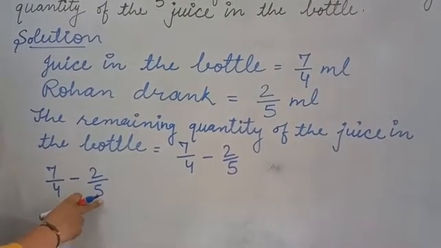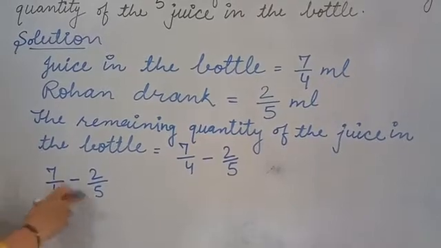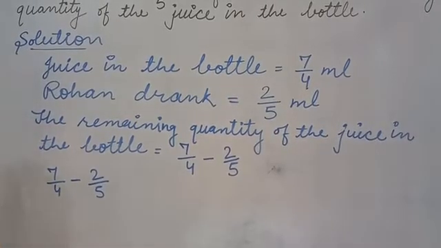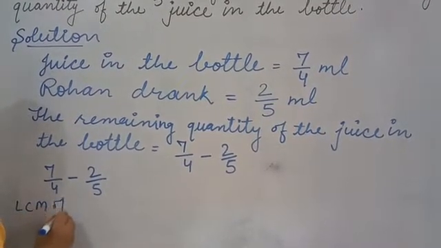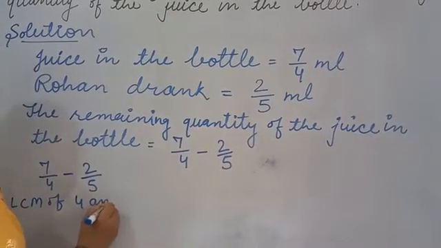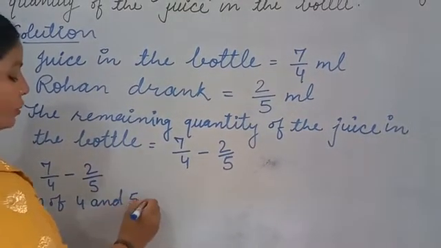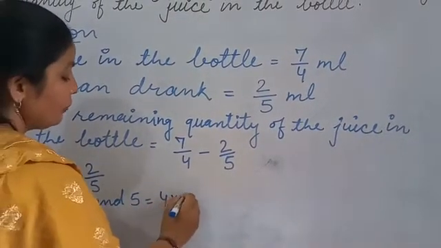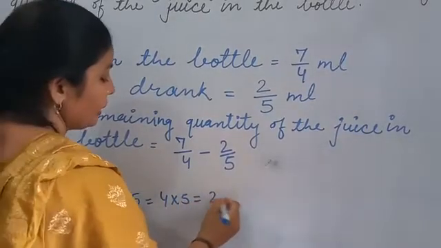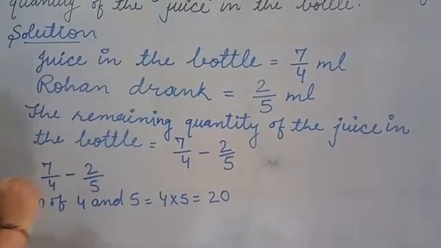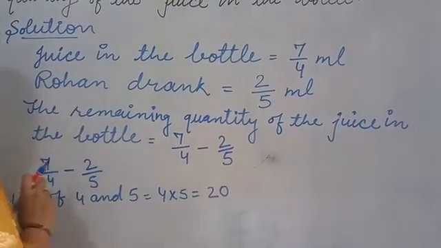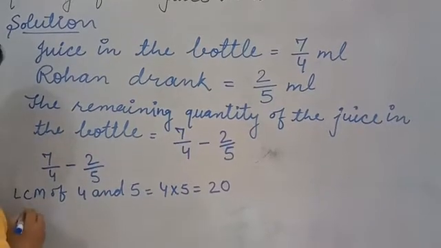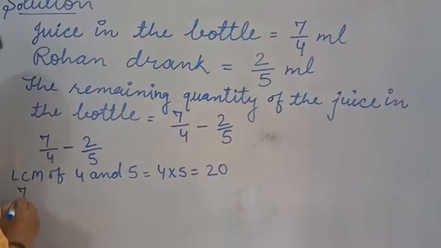5 is a prime number. And in the 4 table we don't have 5. So their product is their LCM. So we write here LCM of 4 and 5 equals 4 multiplied by 5. 4 5s are 20. Okay. Now that means we should make both the denominators 20. So in the first fraction 7/4 we should make the equivalent fraction.